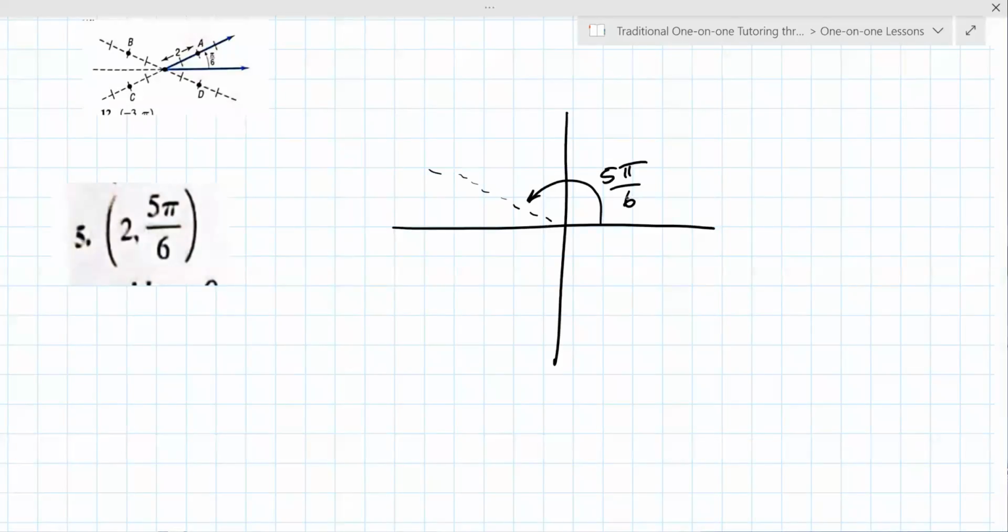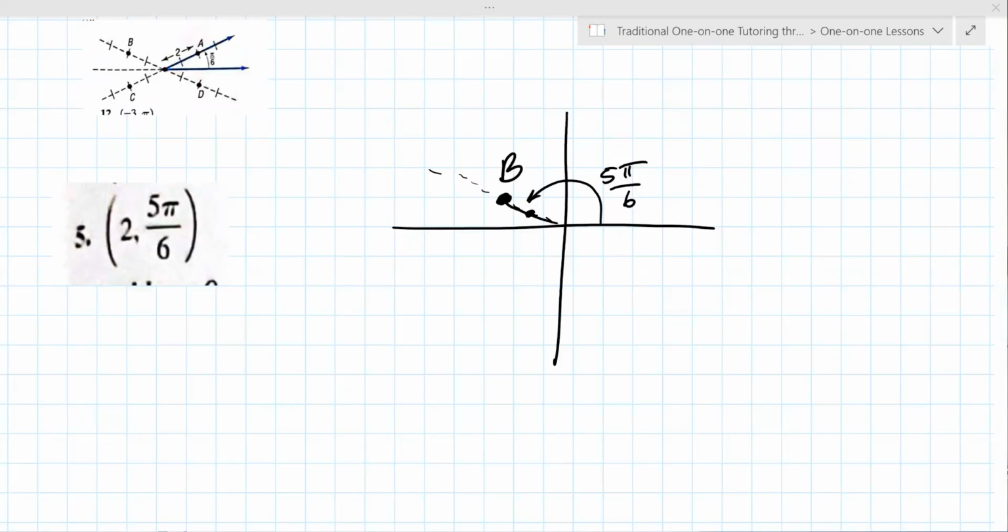So then the question is, how far out is it? Well, you take 2 steps out. So it's right there. Letter B on your graph. Yeah. Okay. Yeah, that makes sense.